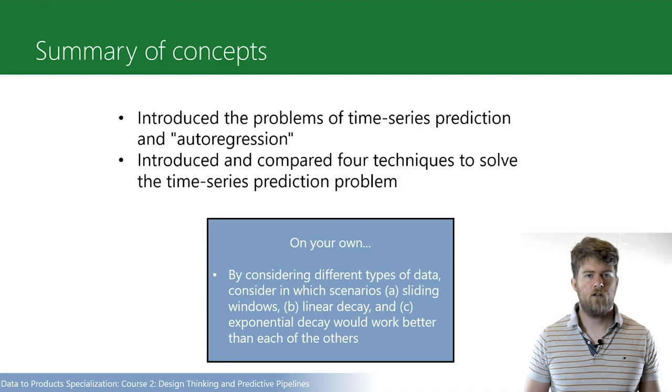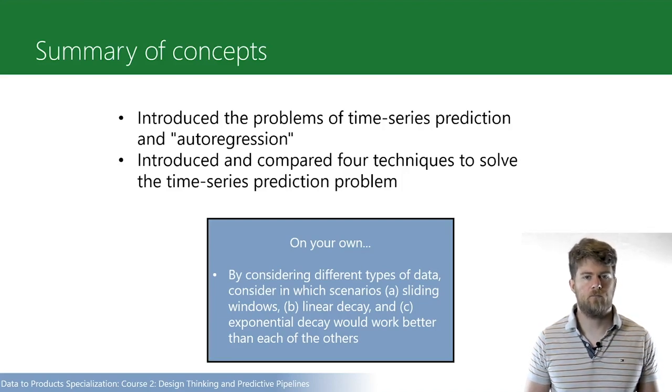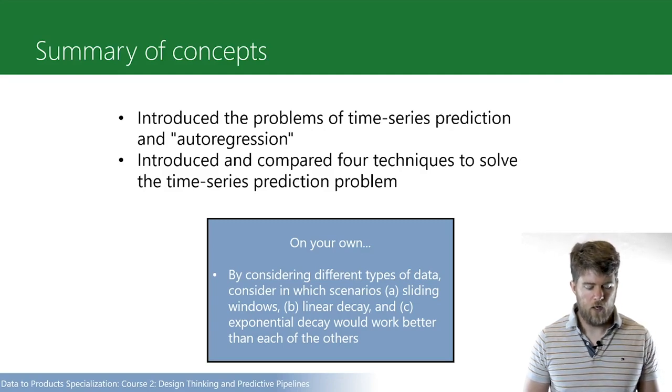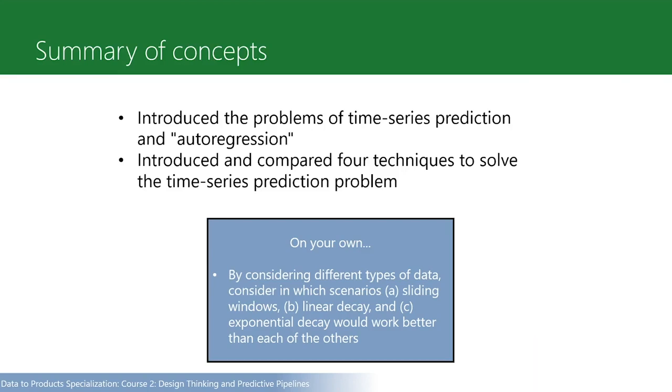So just to summarize these concepts, we've introduced the problem of time series prediction or autoregression, and we've compared various techniques to solve time series prediction with and without machine learning. On your own, I would suggest coming up with different types of data where these different models would be useful or work better than the others. So sliding windows, linear decay, exponential decay would be an appropriate model for different types of data sets. Can you try and come up with which ones? And in the next lecture, we'll try and put some of these ideas into practice by seeing how we can implement autoregression in Python.